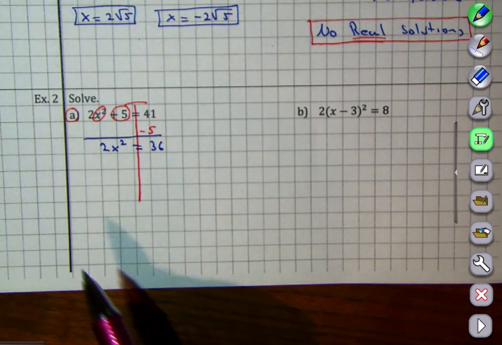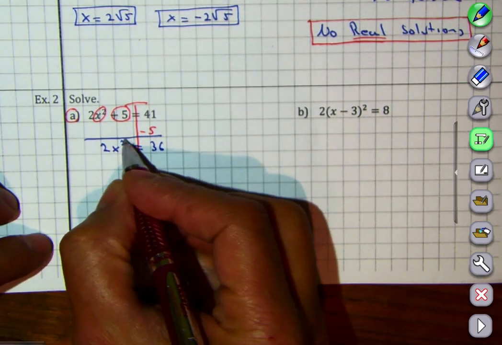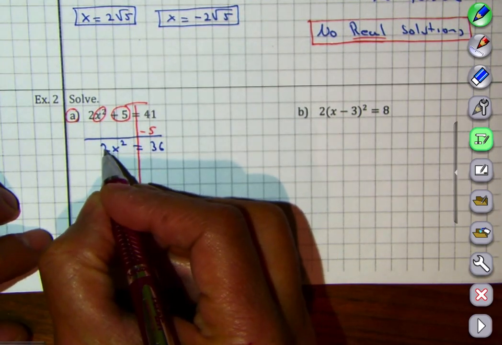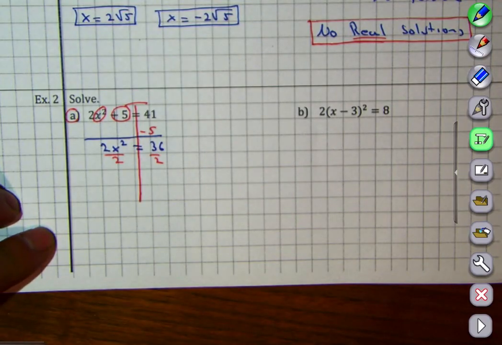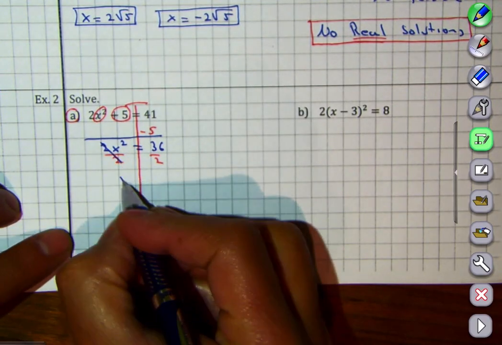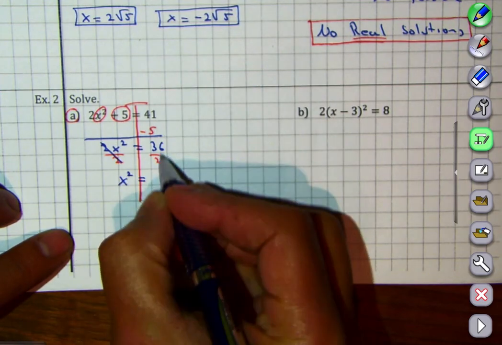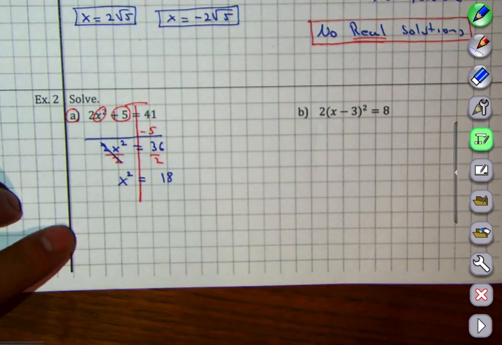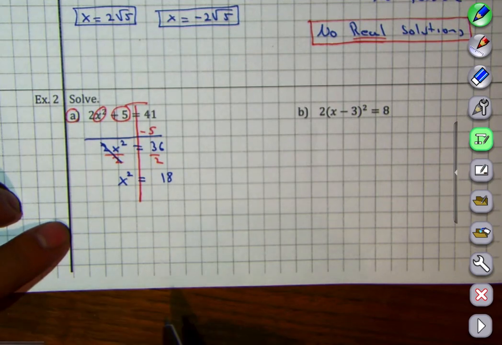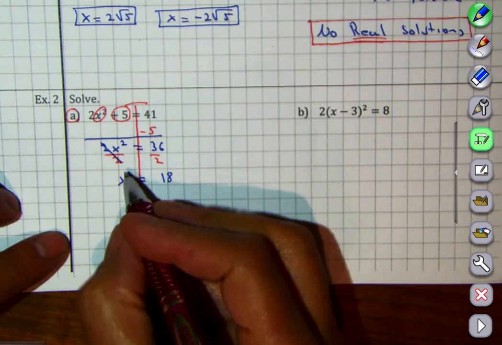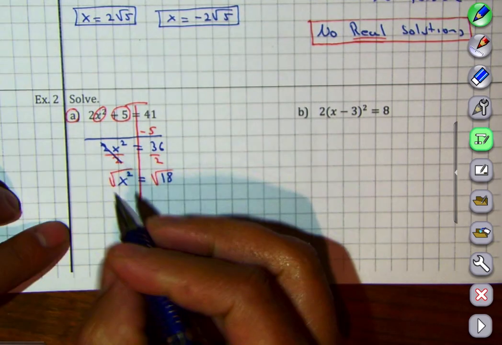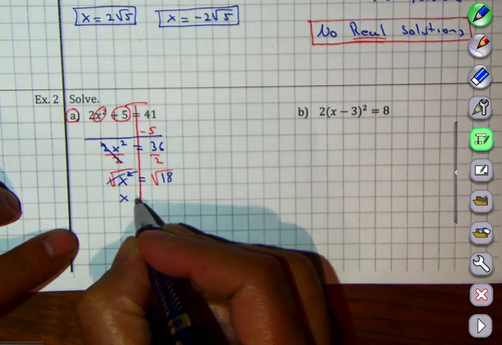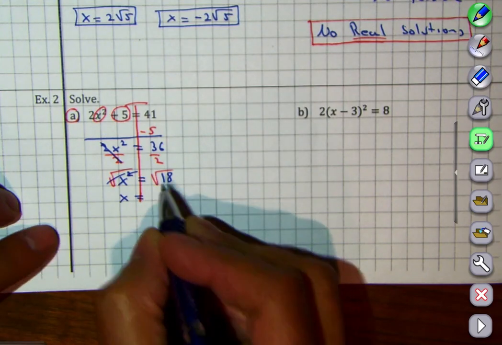I still need to leave that x squared by itself. So therefore, I need to get rid of the 2. It's multiplying. I'm going to divide. The 2's cancel, so therefore I have x squared equals 36 divided by 2 will be 18. I want to get rid of the square, so therefore I'm going to take the square root on both sides. The square root and the square cancel, so therefore x equals the square root of 18.